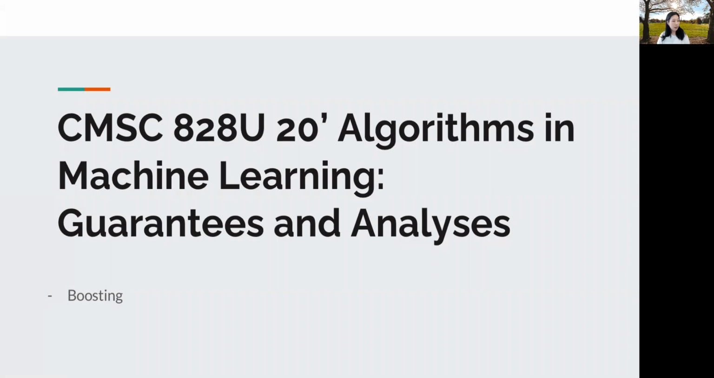Okay, so as I said last time, there is a gap between the theory and empirical observation for the generalization gap understanding of AdaBoost. So this lecture, we will focus on that. We will review some of the margin theory, margin functions, and we will talk about that.